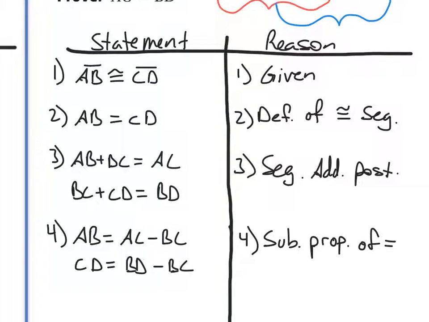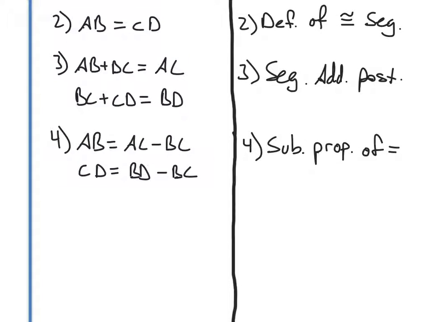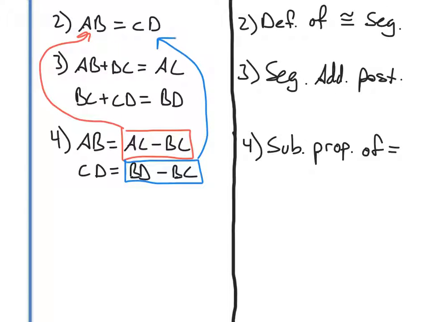So we now have that. Well, the great thing is I can now take this expression and substitute it in for AB in that equation. And I can take this expression and substitute it in for CD in that equation. So I am now saying that AC minus BC equals BD minus BC by substitution.